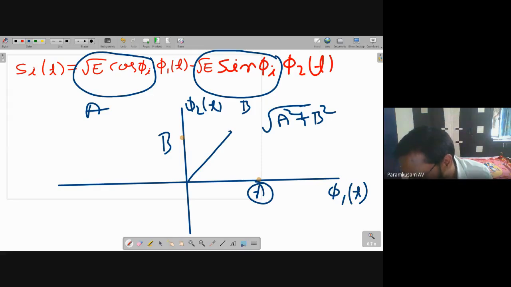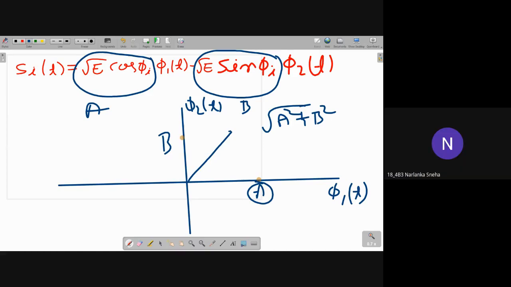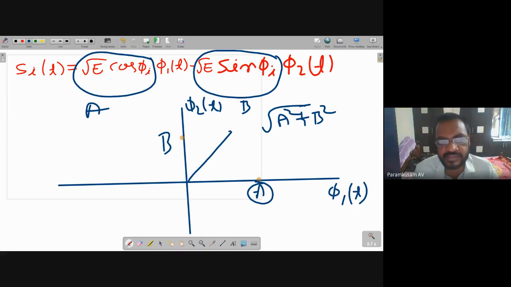cos² θ + sin² θ ఈజ్ ఈక్వల్ టు ఎంత? 1 సార్. కాబట్టి రేడియస్ ఎంత వస్తుంది? E వస్తుందా? కాదు, చిన్న మిస్టేక్ చేశా, E కాదు, √E. ఎందుకంటే √(a² + b²), మళ్ళీ రూట్ ఉంది కదా. a² చేస్తే cos² పై, ఇక్కడ sin² పై వస్తుంది, మళ్ళీ రూట్ ఉంది కాబట్టి దీని వాల్యూ √E. ఓకే.